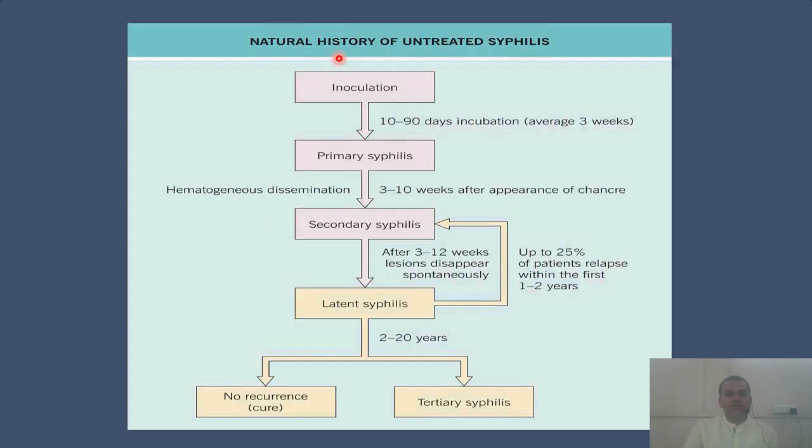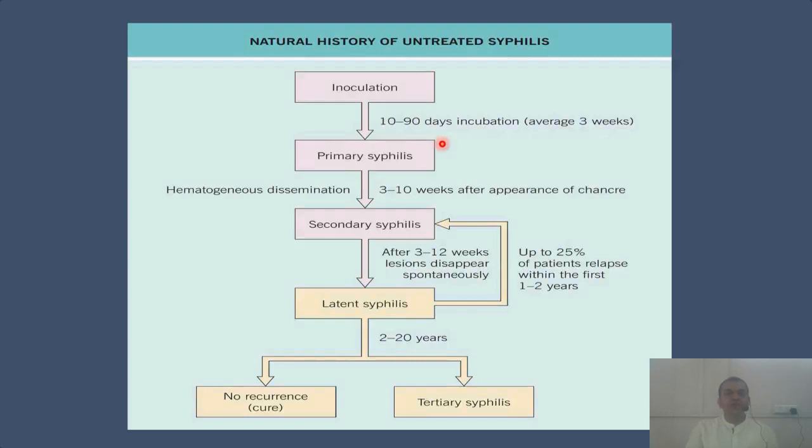Now we can see the natural history of untreated syphilis. That is important, untreated syphilis. Here there is the inoculation, the first contact through sexual contact, blood transfusion, or any other way. The treponemes enter your bloodstream. Then in 10 to 90 days, which is the incubation period, with an average of about 3 weeks, they end up in primary syphilis.